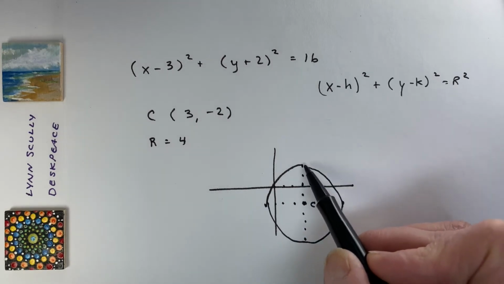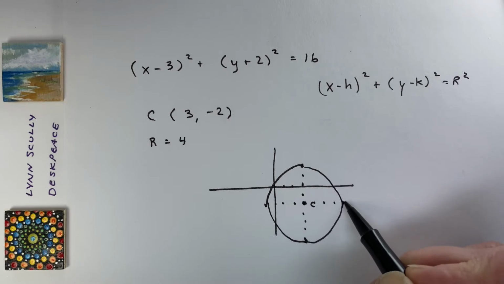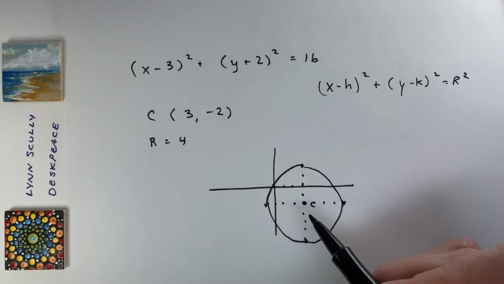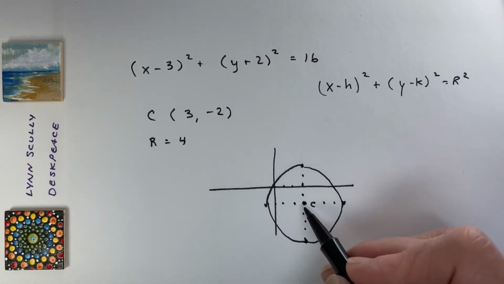And no point is ever going to go higher than that. No point on the circle will go lower than this. No point on this circle will go further to the right than this. And no point on this circle will go further to the left. And you can put these points in if you want.